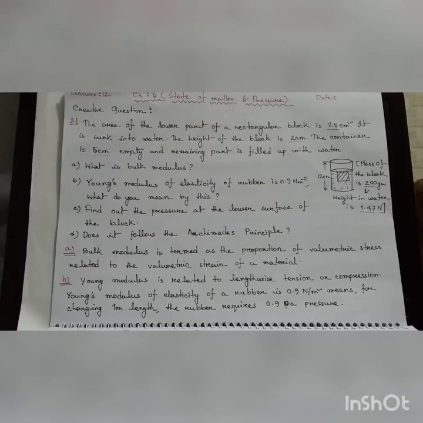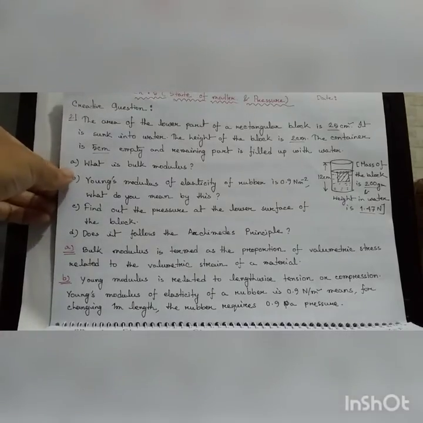Just from the line of 0.9 Newton per meter square, from this line we can say for changing 1 meter length, the rubber requires 0.9 Pascal or 0.9 Newton per meter square pressure. But from the equation of Young modulus, we can explain in another way. Just have a look at the equation of Young modulus.